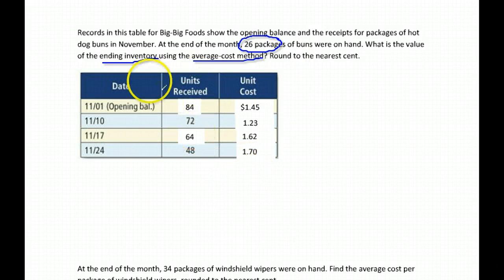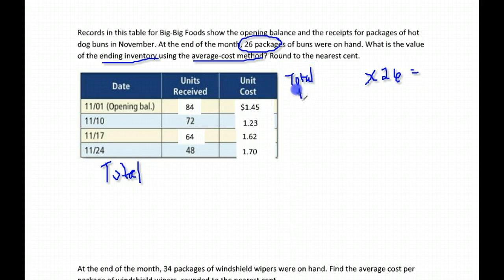Alright, so again, what we have to have first is the average cost of the items. That's what the average cost method does. When we're done, we'll go ahead and take that times 26 to find the value of our inventory, but first we have to find the average cost. In order to find the average cost, we have to have a total of both how many units we received and the price of those.